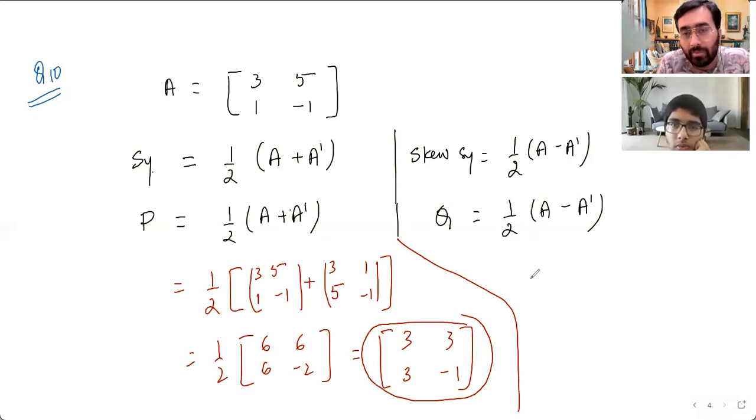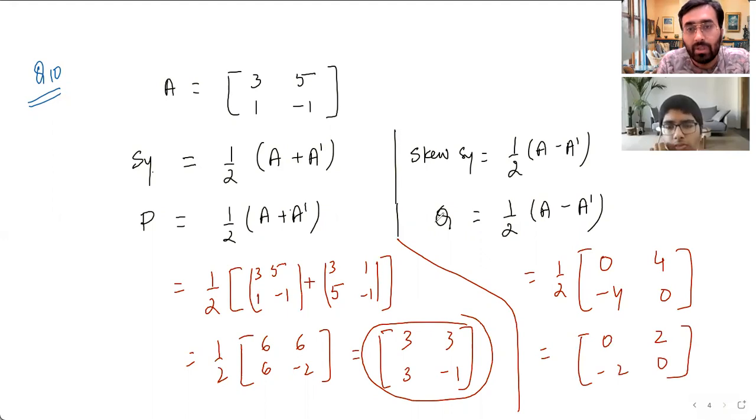And to get the skew symmetric matrix, you just subtract them. 3 minus 3 is 0, 5 minus 1 is 4, 1 minus 5 is -4, and 0. Got it? And then divide by 2. So that will be 0, 2, -2, 0. So Q is skew symmetric, P is symmetric.